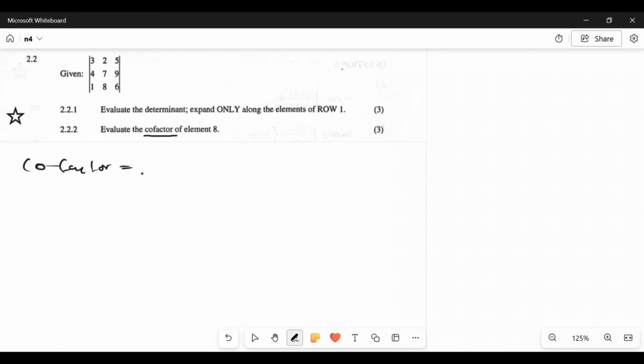Cofactor is equal to, inside the bracket, negative 1 to the power of i plus j, multiplied by the minor. I'm going to try to explain the meaning of these things. Let's start with i and j. i and j are basically row and column. If you have a minor, for example, it's going to be written like this, with i and j. i is actually the row, and j is actually the column.